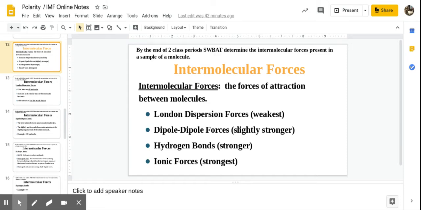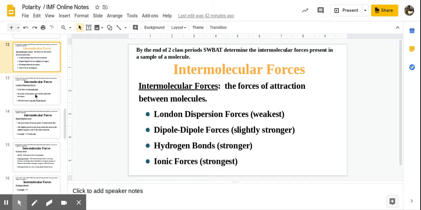Okay, so now I'm going to talk about something called intermolecular forces. Intermolecular forces are forces of attraction that are between different molecules. Bonds are intramolecular forces. That's INTRA, meaning in one molecule. Intermolecular means the different molecules are attracted to each other through these forces. Okay, so I put them here in order of weakest to strongest.